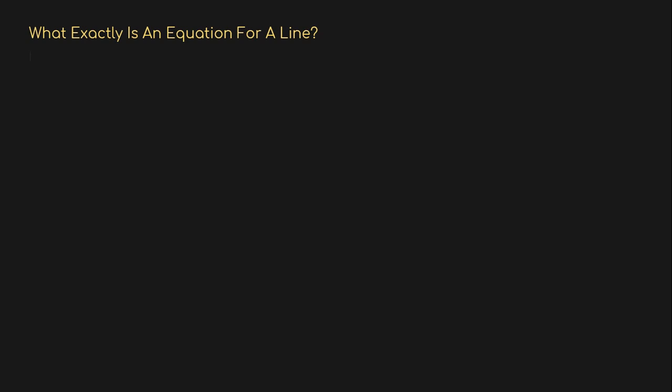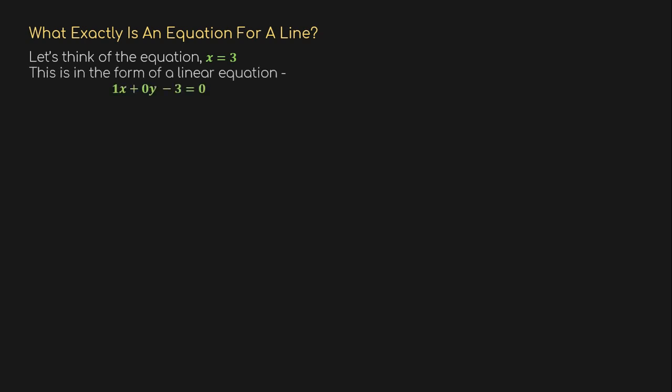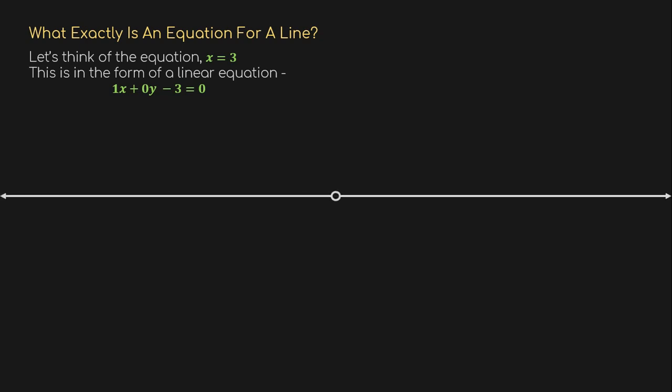Let me show you something. So let's think of the equation x equal to 3. Now as we saw earlier, this is a linear equation because we can write it in the form ax plus by plus c equal to 0. In this case, a is 1, b is 0, and c is just minus 3. So this is supposed to be the equation of a straight line, but when you are in the single dimension, the one-dimensional line, x equal to 3 is just a point.